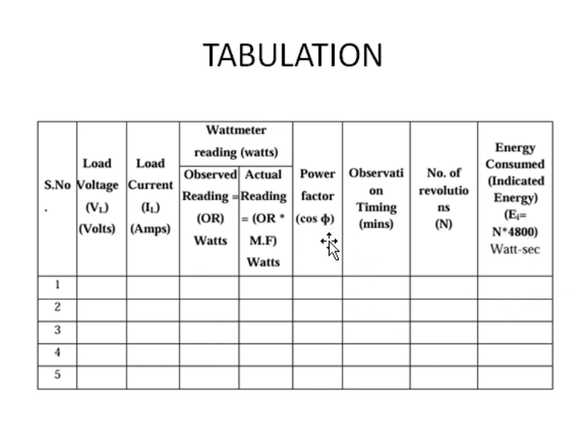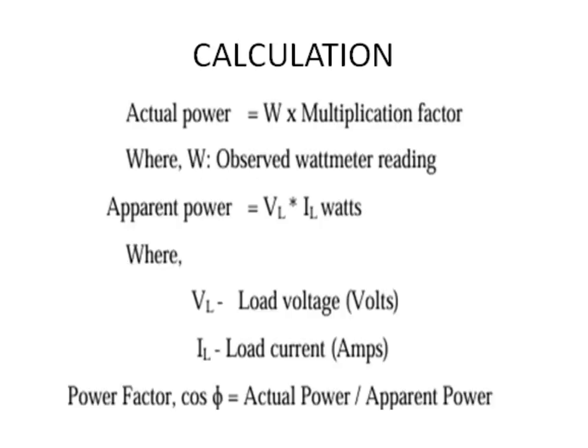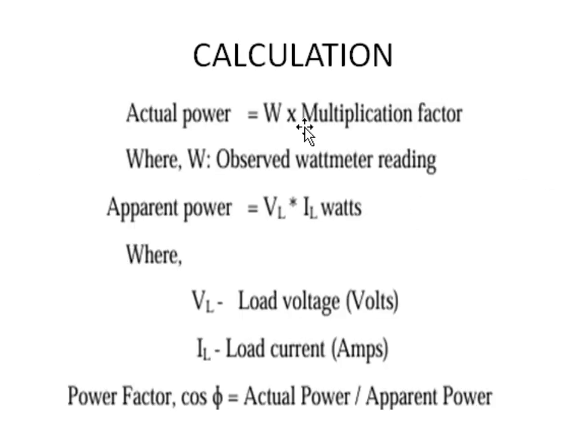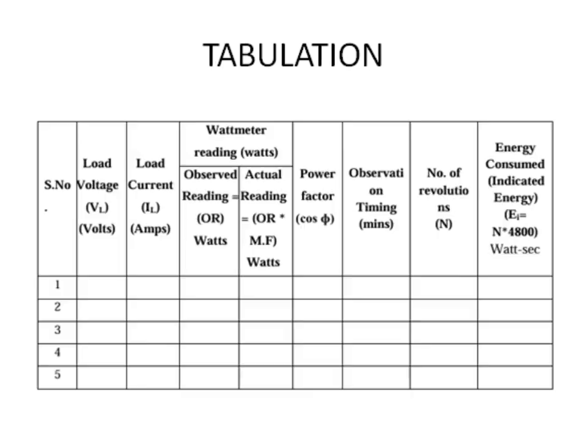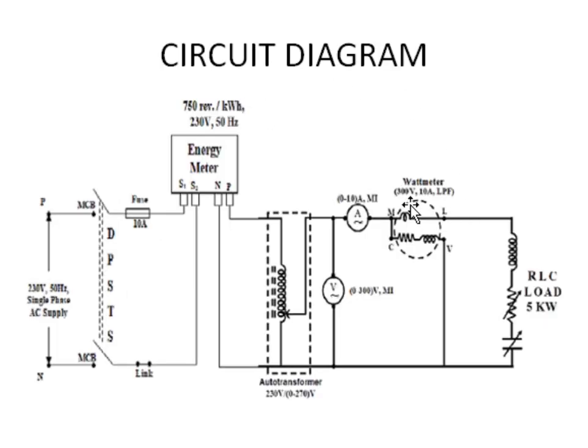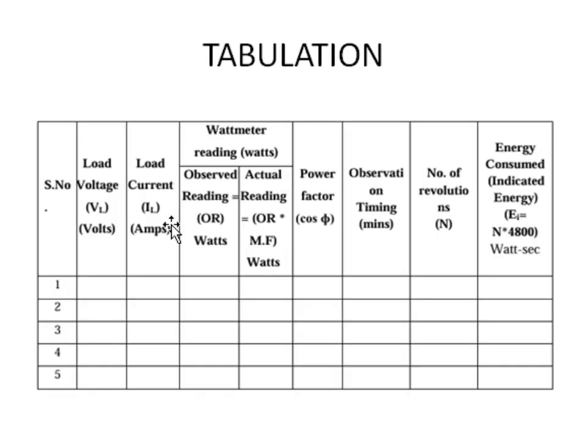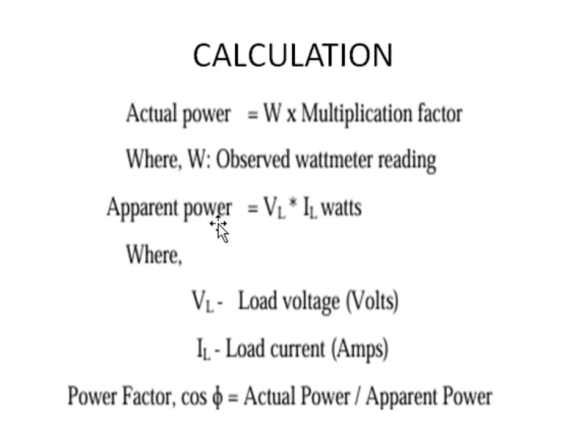So how do we calculate the power factor? The power factor formula is cos phi equal to actual power divided by apparent power. The actual power is equal to the observed reading W. Suppose the wattmeter shows 50, then 50 into multiplication factor 4 is 200. So 200 is the actual reading, and this is the actual power, 200.